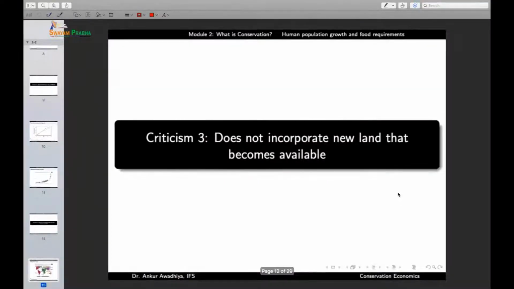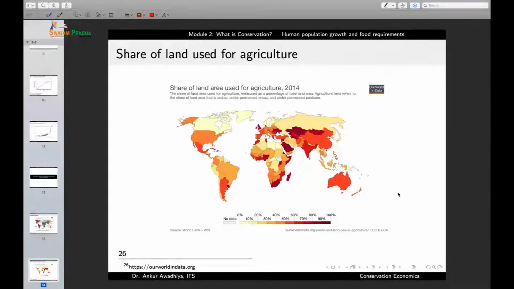Now, these sorts of things were not possible in the days of Malthus. So, this is also another criticism of the Malthusian theory, that it does not incorporate the new land that has become available. So, what is the quantum of this land? The share of land area that is used for agriculture in different countries is different. And we can observe that in certain countries, such as India, a much bigger chunk of land is being used for agriculture as compared to, say, Canada.